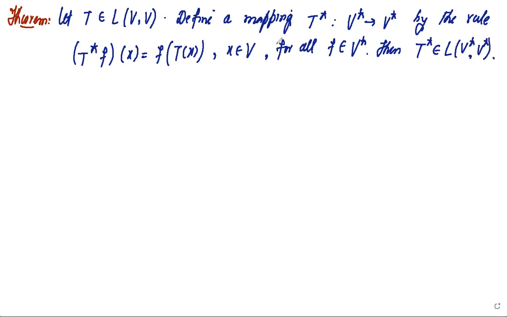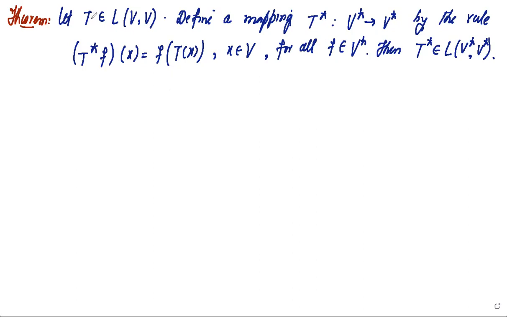So therefore we are defining a mapping T star from the dual space to itself by the rule T star f of x is equal to f of T of x for all x belonging to V and for all f belonging to the dual. Then we are actually going to prove that this T star is a linear operator on V star. Now, before doing the proof, we shall look at how this mapping works.